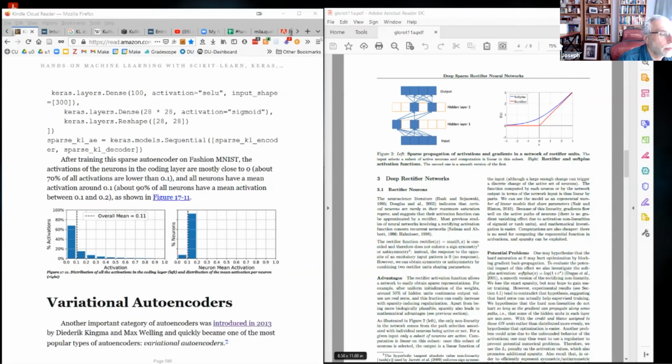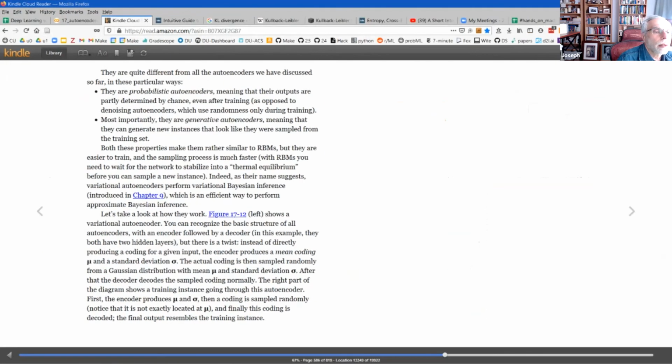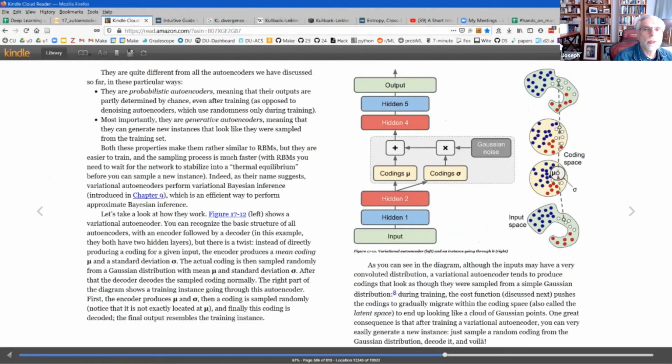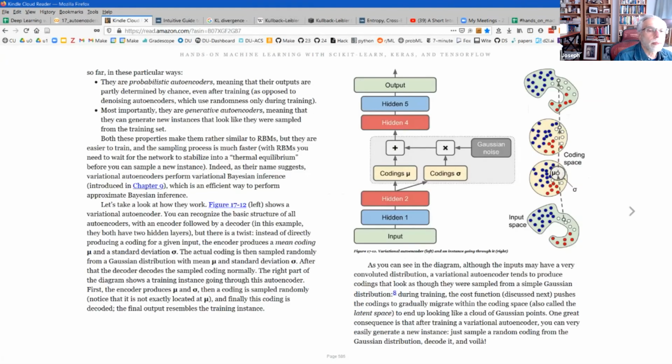Okay. Next we have variational autoencoders. I just have to say that this material is so cool. Can you still see it? Did I blow it up correctly?